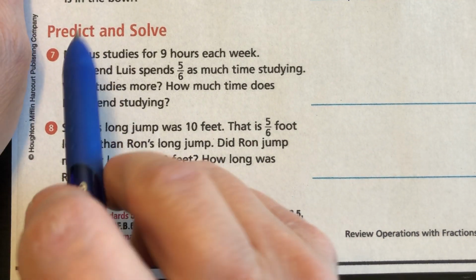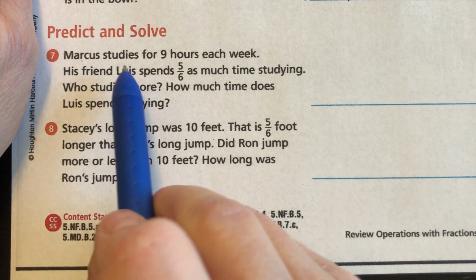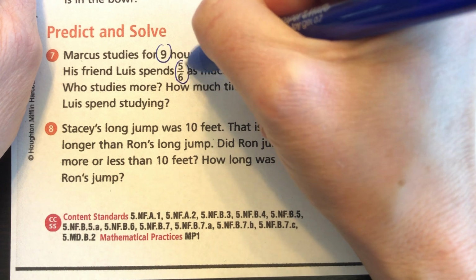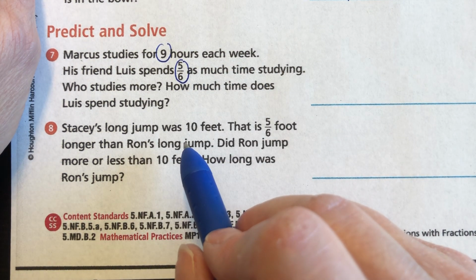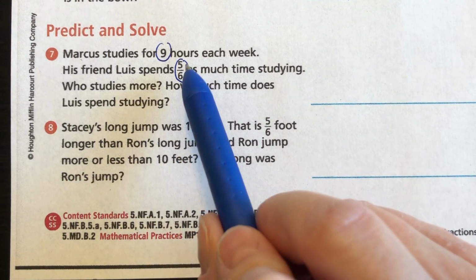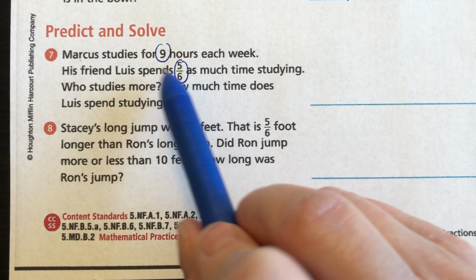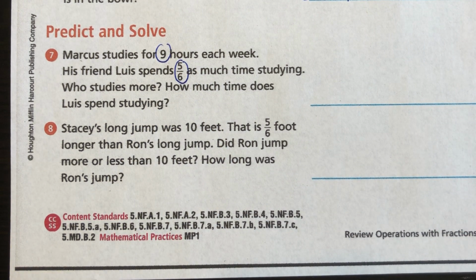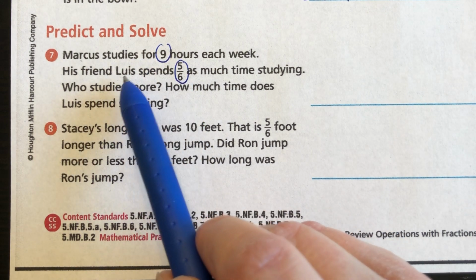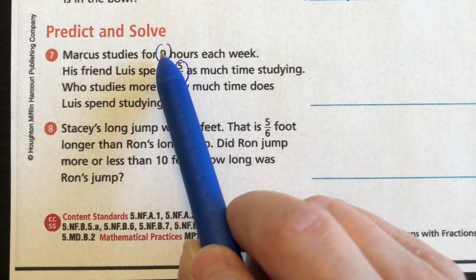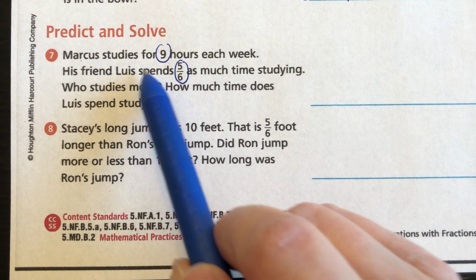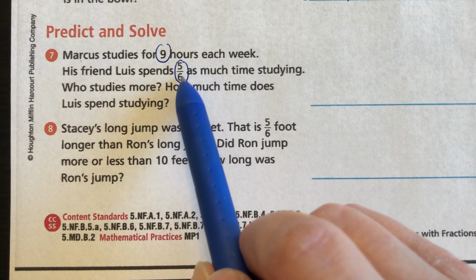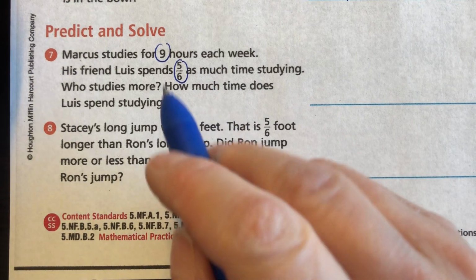Okay, 2 left. Predict and solve. Marcus studies for 9 hours each week. His friend Lewis spends 5/6 as much time studying. So 5/6, just looking at that, that means less than 1, right? 5/6 is less than 1. So Lewis spends 5/6 as much as 9 studying. Who studies more? If Marcus studies for 9 hours and his friend spends less than 1 time of that studying, that would mean that Lewis would have less than 9. So Marcus studies for more because Lewis only spends 5/6 as much, less than 1 time. So we're going to say Marcus.